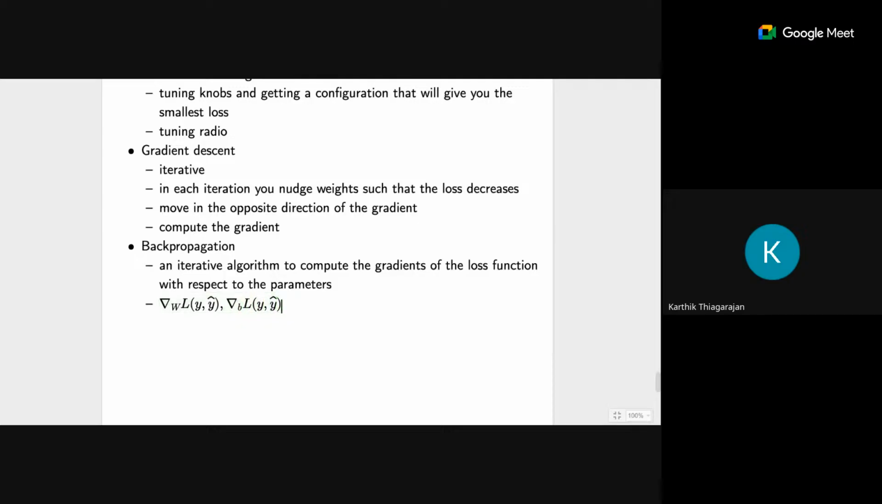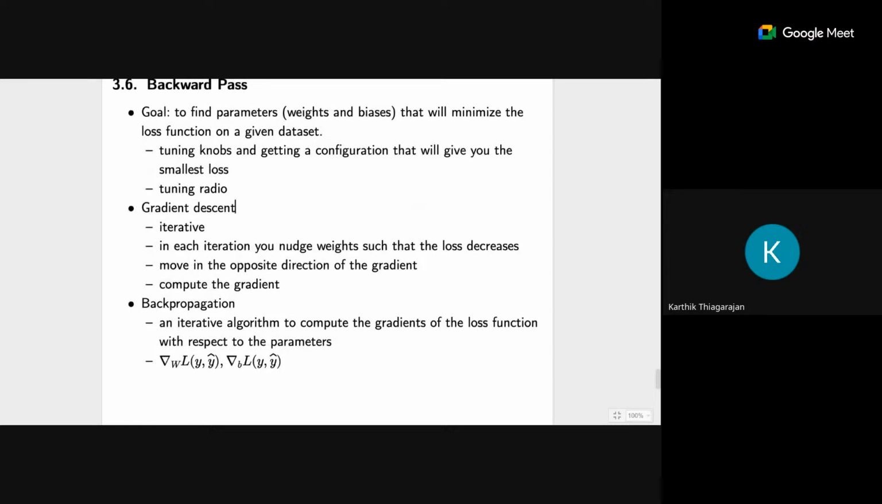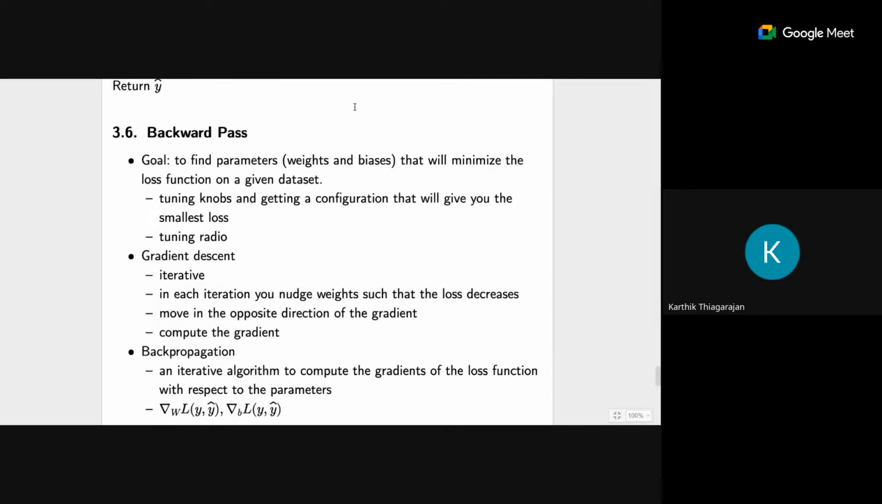Sir, why do we compute gradients? What's the purpose? So that you can use them in gradient descent, right? Okay. So see, what is the idea? The idea is to reduce the loss, right? You want to minimize the loss. Now, how do you minimize the loss? So in general, how do you solve an optimization problem?